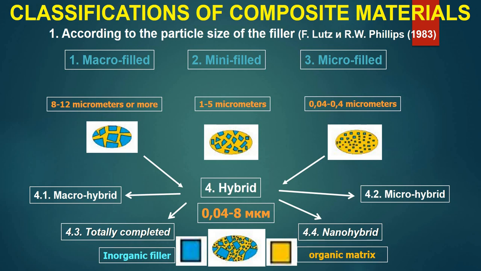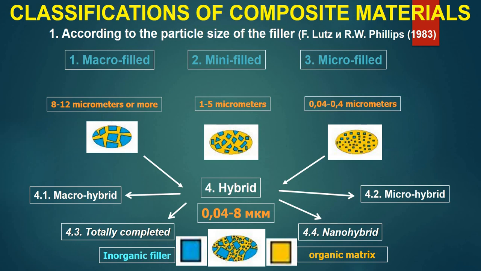Classification of composite materials according to the particle size of the filler by Lutz and Phillips, 1983. Macrofilled: it includes from 8 to 12 micrometers or more, and this hybrid can be macrohybrid and totally filled. Includes inorganic filler.